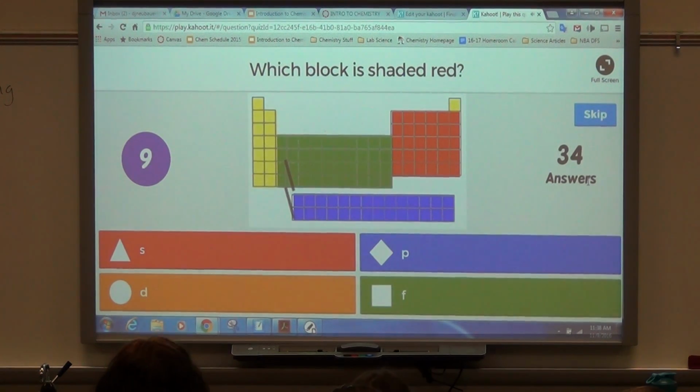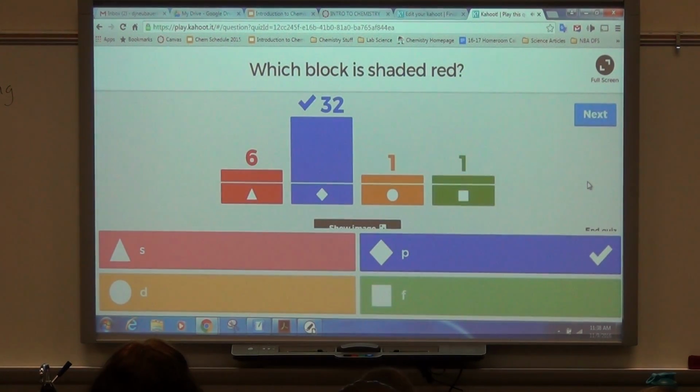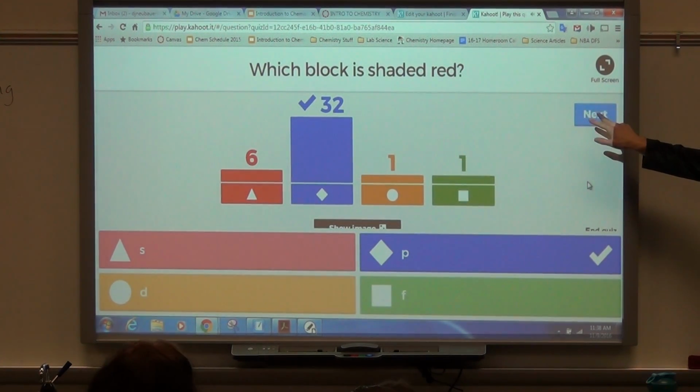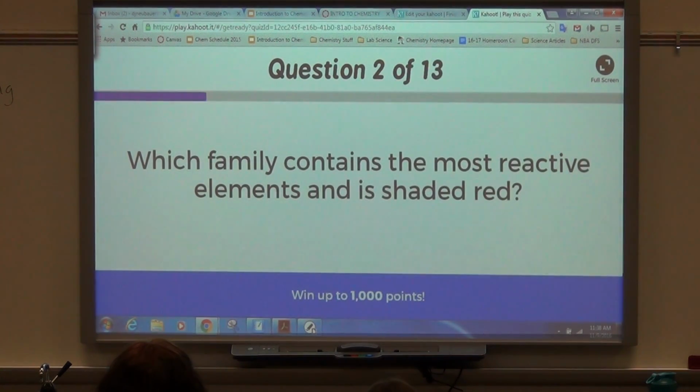How does this make sense? It's asking which one's shaded red. So I said don't look at the colors on the bottom of your green. Okay. That was my first piece of advice. That confused me so much. I'm just like, oh, what? Oops. That's what I said. Don't do it. Okay, which one?